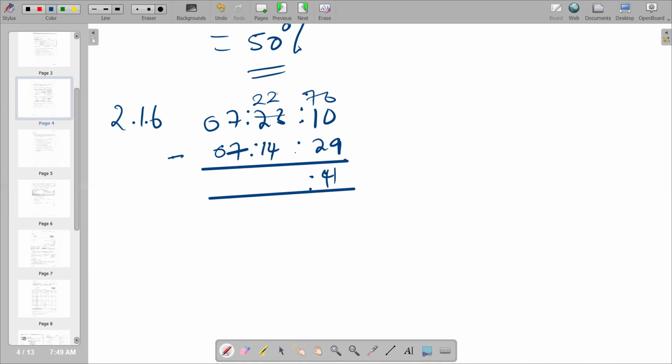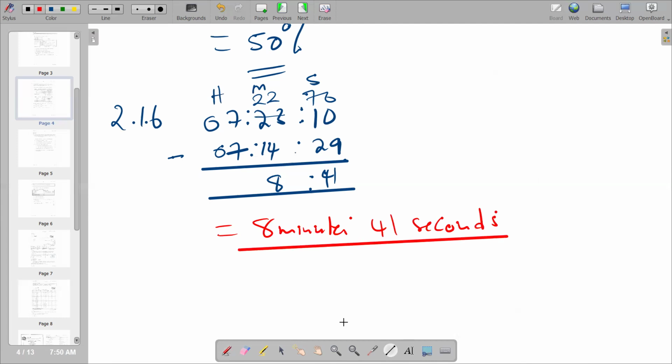And then we try to say in minutes, 22 minus 14, you're going to get your 8. So basically, you've got 8 minutes. Remember, these are hours, these are minutes, these are seconds. So 7 minus 7 will become 0. So we are left with your answer, which is now equal to 8 minutes 41 seconds. So basically, this is what we have.